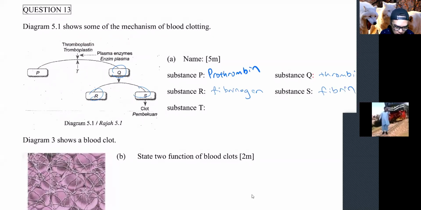What is substance T? Substance T, I think, is your cofactor. You can write calcium ion, or I think you can write vitamin K. This is one of the cofactors. Not only these two, you have a lot of cofactors as well. So these are just two of the most common ones.